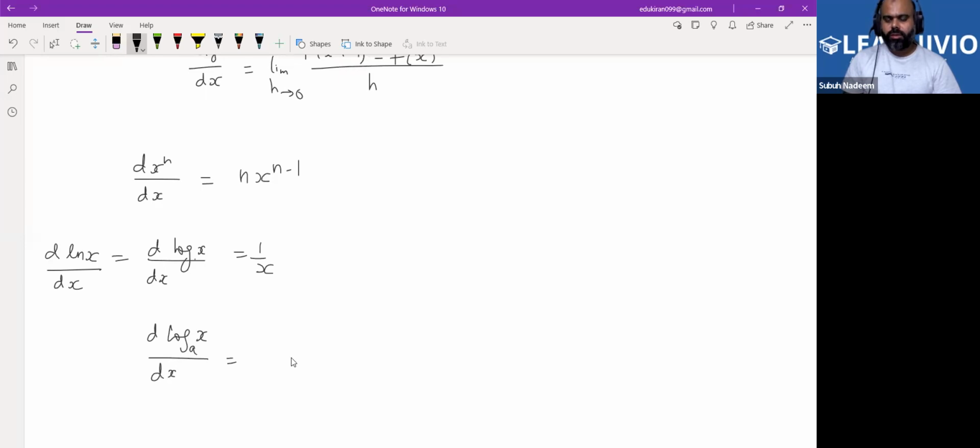that would be 1 by log a into 1 by x. Similarly, if there is differentiation of e to the power x, then it will be e to the power x. So this is a function e to the power x, whose derivative is e to the power x.